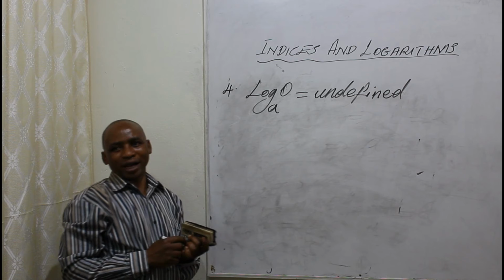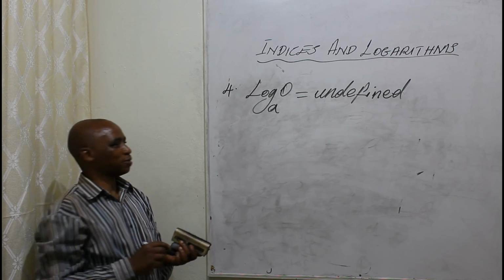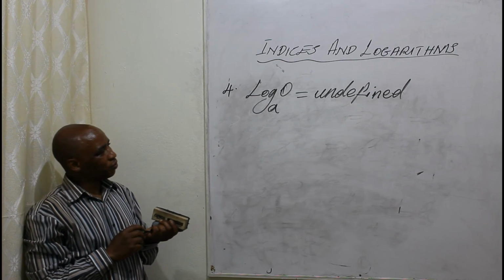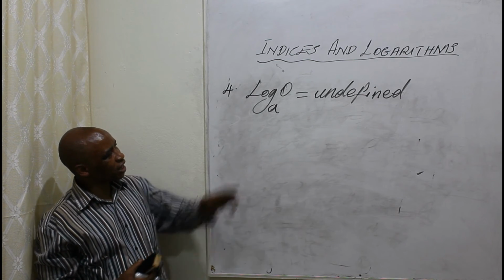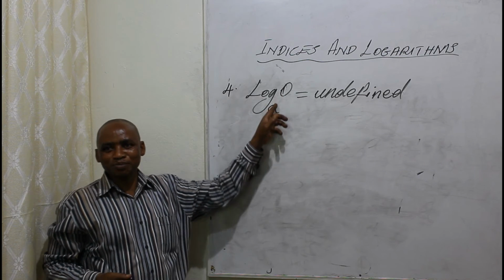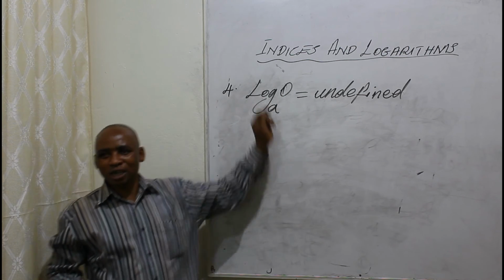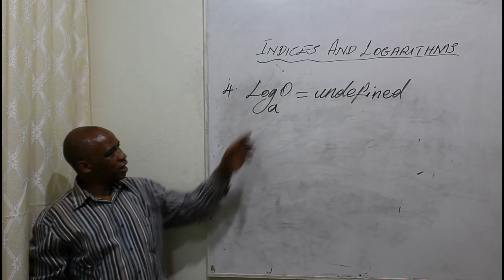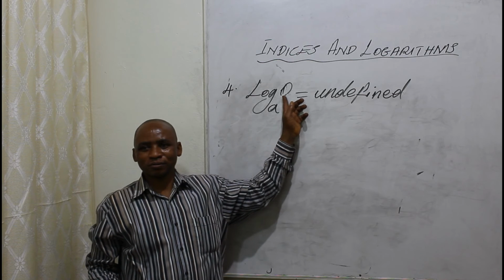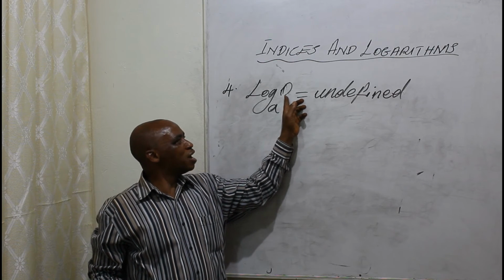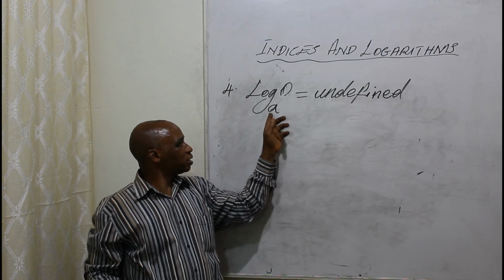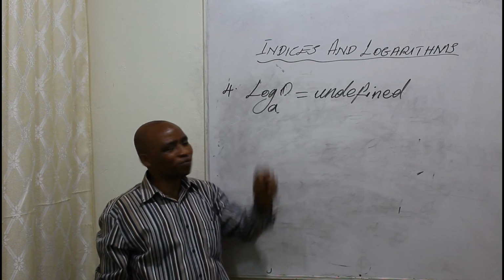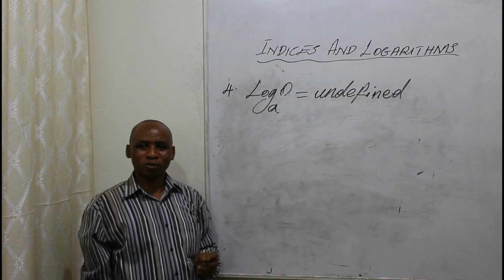Then one may ask why? Why is it that it doesn't exist? From the definition of logarithm, we say the log of a certain number to a certain base is the power to which the base must be raised to give us the number. And here the number concerned here is 0. So is there any power to which a certain base can be raised to give us 0? No.